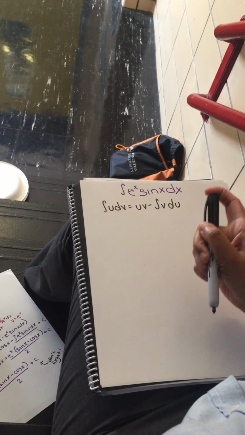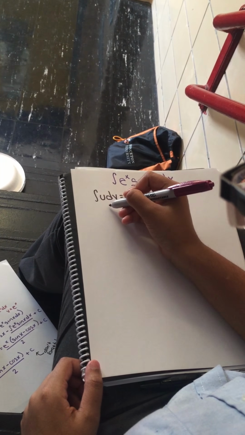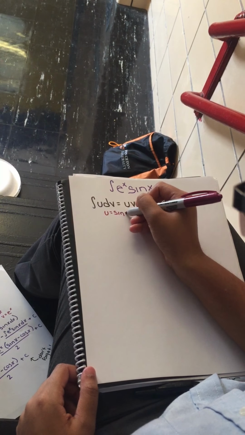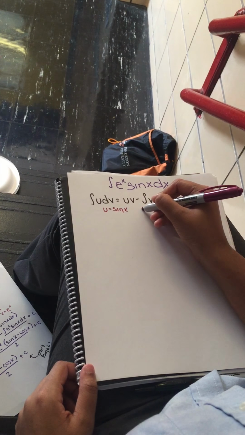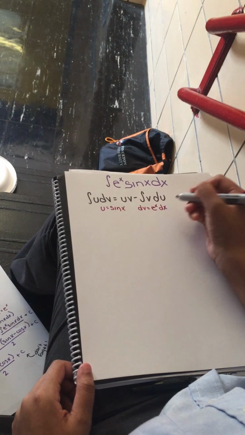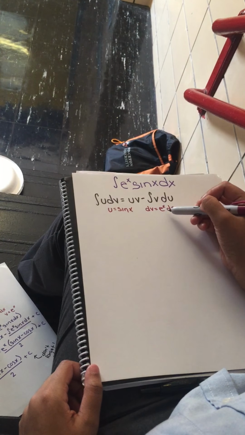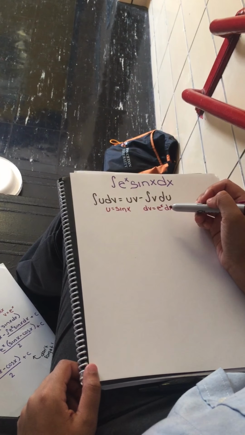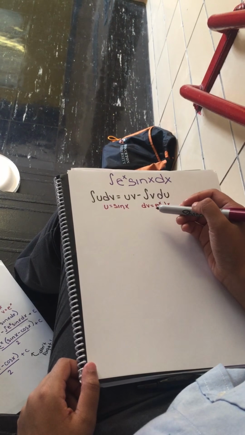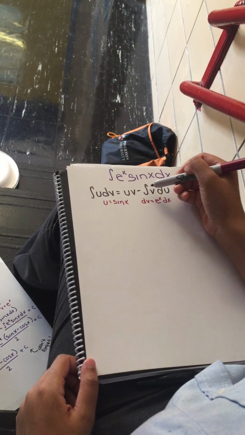In this case, I said u is sine of x and dv is e to the x dx. You can switch these values, but you have to make sure that the dx is in the equation of dv. Then, if you look at the theorem, you know that we also have to find du and v.